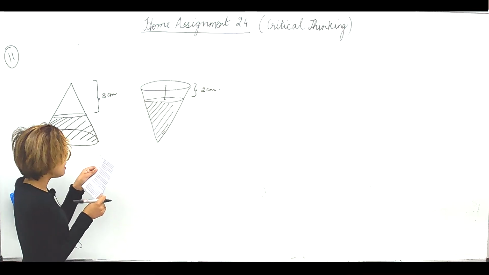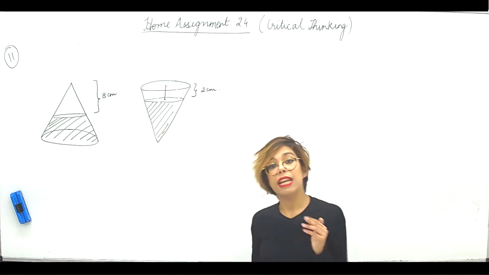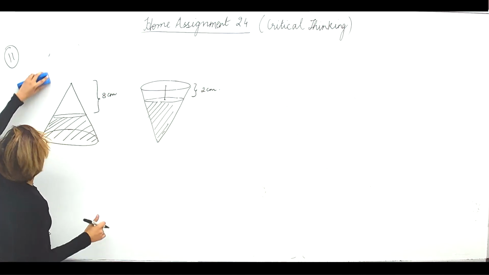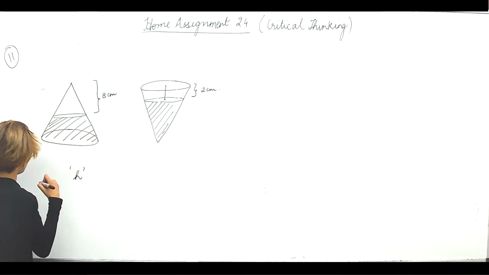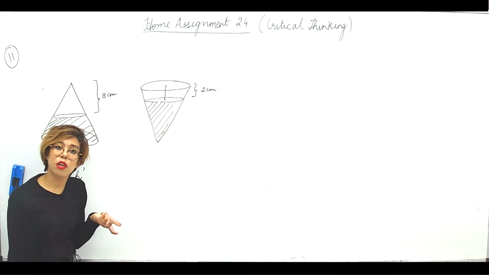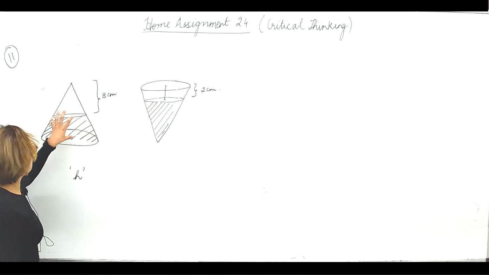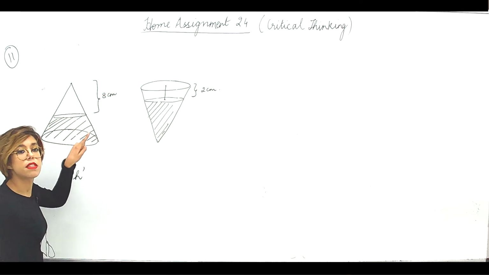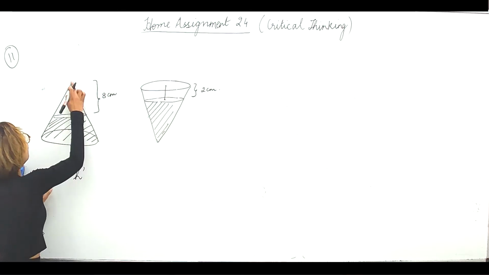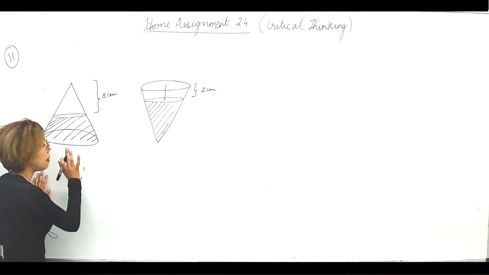Now he asks, what is the height of the bottle? I am interested in the height, so let the height of the bottle be h centimeters. The water in both cases will be equal in volume, so I will equate these volumes. First, let me write the volume of this. I don't care about the figure, I know how to write its volume. This is the volume of the bigger cone minus the volume of the smaller.